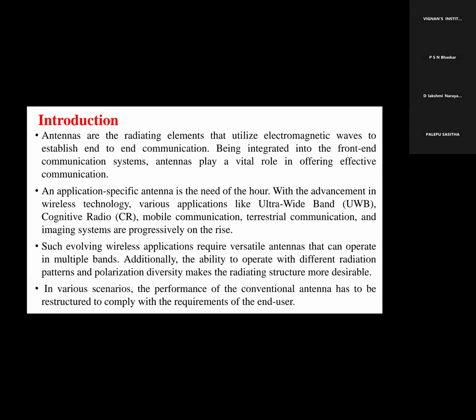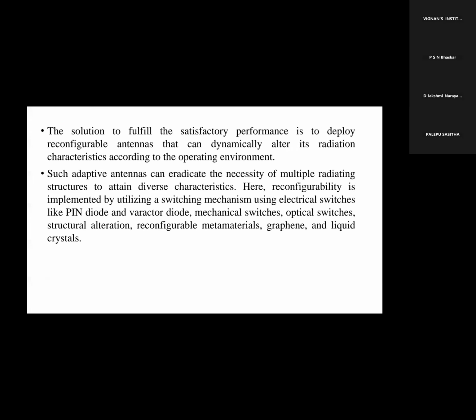So the evolution of wireless applications requires versatile antennas that can operate in multiple bands. Additionally, the ability to operate with different radiation patterns and polarization diversity makes a radiation structure more desirable. In various scenarios, the performance of conventional antennas has to be restructured to comply with the required end users. The solution to fulfill the satisfactory performance is to deploy reconfigurable antennas that can dynamically alter their radiation characteristics according to the operational environment. Such adaptive antennas can eliminate the necessity of multiple radiating structures to attain diverse characteristics.